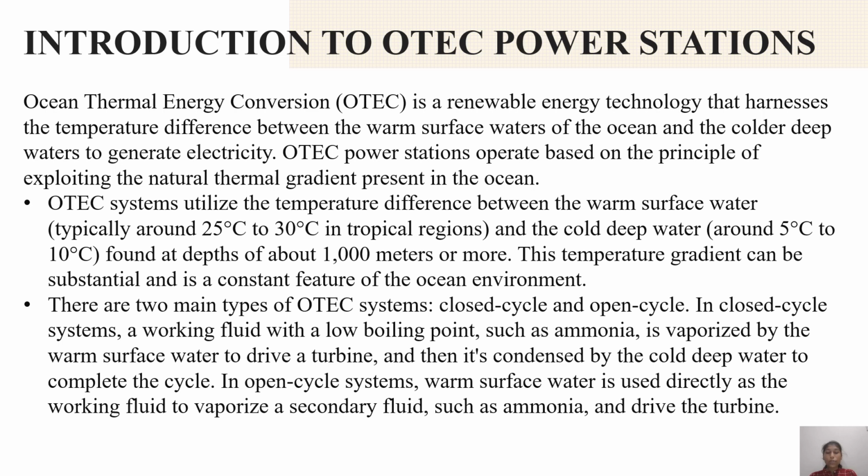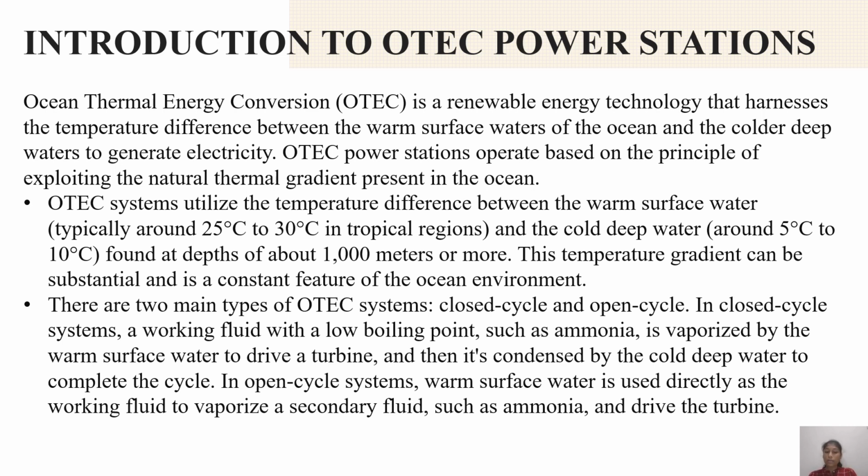There are mainly two types of OTEC systems. One is closed cycle and other one is open cycle. In closed cycle systems, a working fluid with a low boiling point, such as ammonia, is vaporized by the warm surface water to drive a turbine, and it's condensed by the cool deep water to complete the cycle.